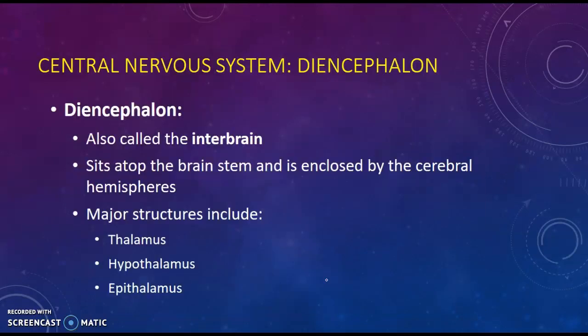All right, so we're going to stop here. We just went through our first big structure, our cerebral hemispheres, and then talked about a lot of different structures within them. We're going to stop, and then we're going to continue on with the diencephalon, the brainstem, and the cerebellum in the next video.